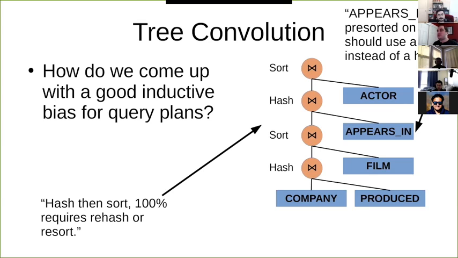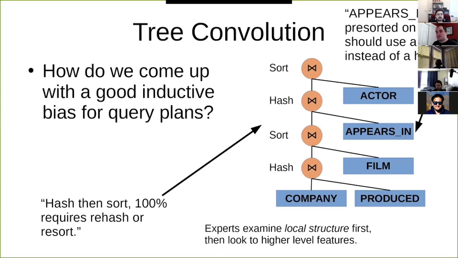So all of these little clues are things that we as human beings might use to try to figure out, okay, is this a good query plan or is this a bad query plan, right? And this is, of course, in addition to information about cardinality and estimates and all the other tools that we might use. So the question we asked is, how can we capture this sort of intuition in something compact that we can represent as a neural architecture?